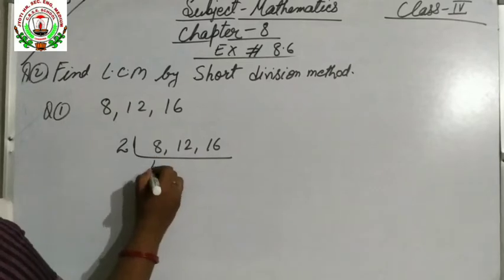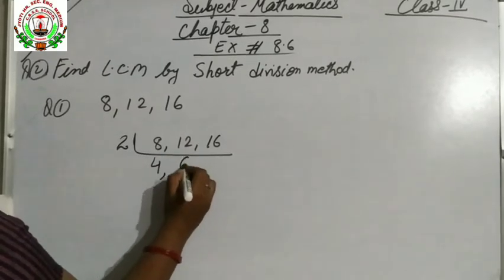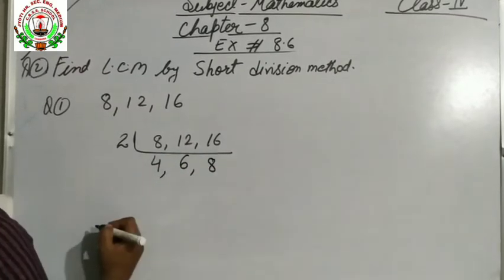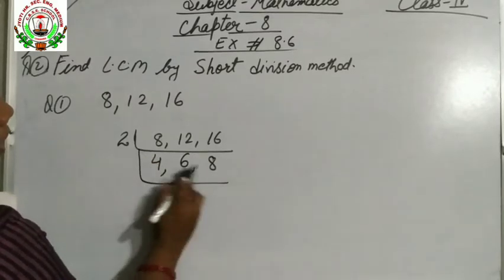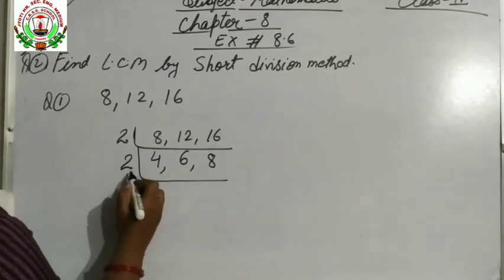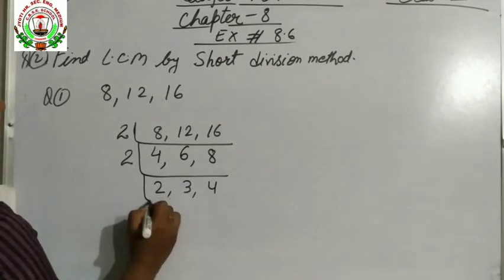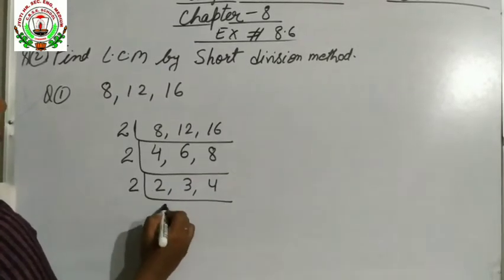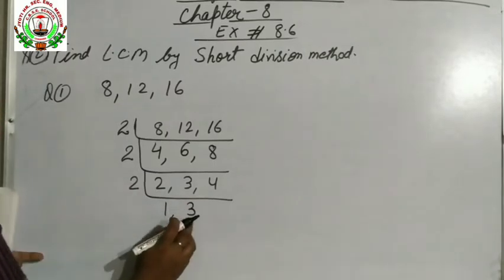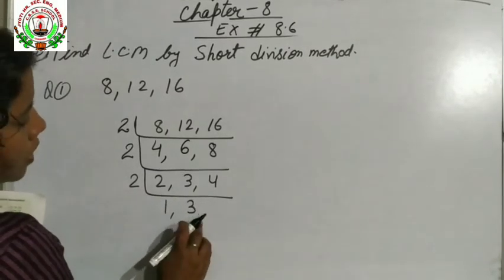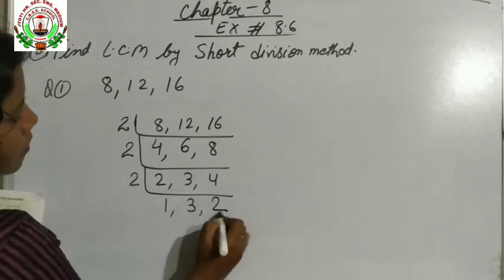In the 2 table, 8 will come 4 times: 2 4s are 8, 2 6s are 12, 2 8s are 16. Next you will see again all are even numbers, so it is divisible by 2. 2 2s are 4, 2 3s are 6, 2 4s are 8. Then again you can take 2, 2 1s are 2. Which number is not divisible, that number as it is you will write it down. Then 2 2s are 4.